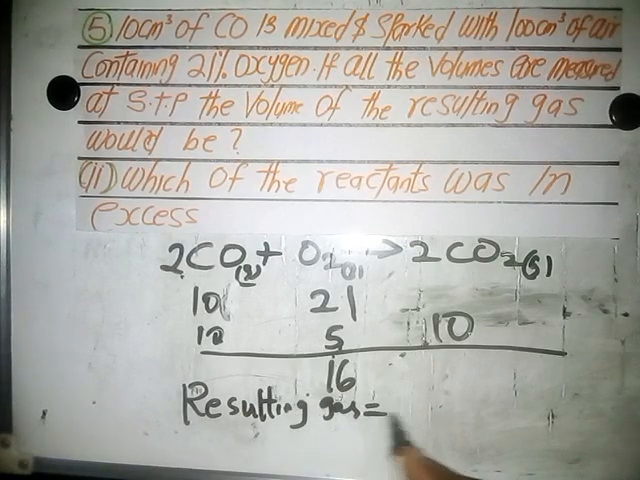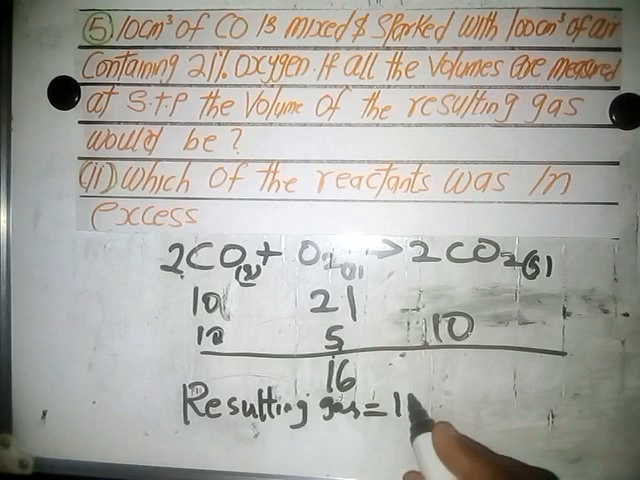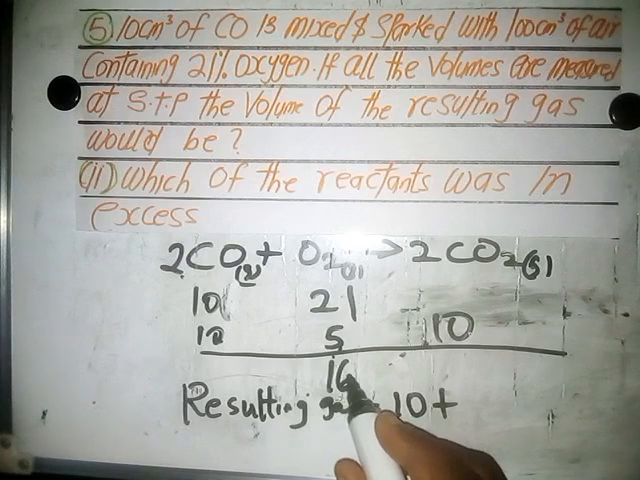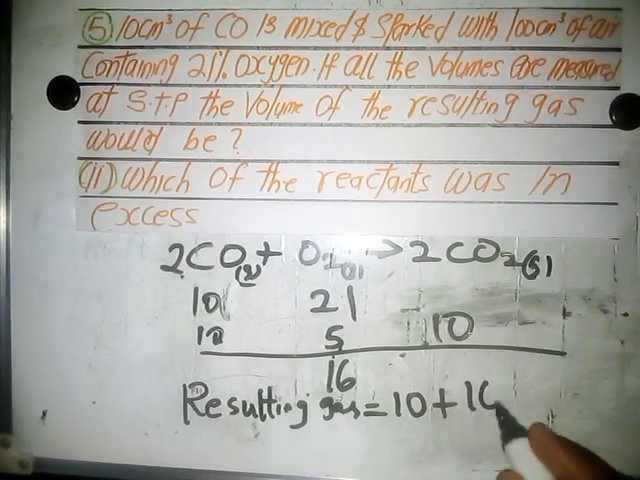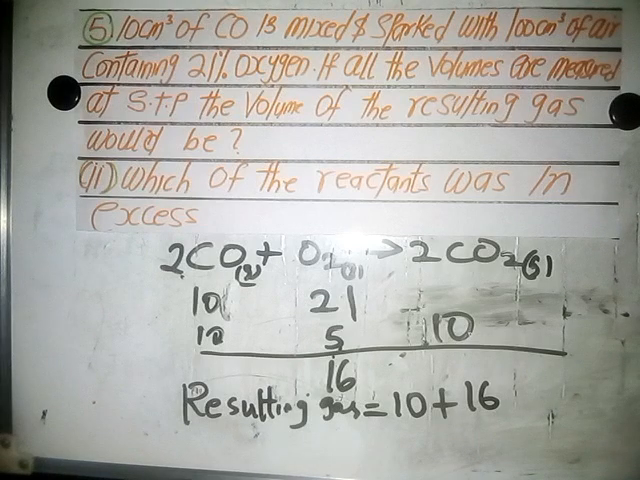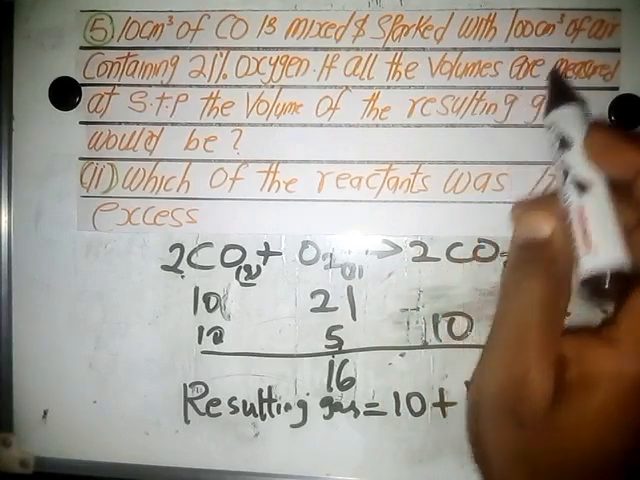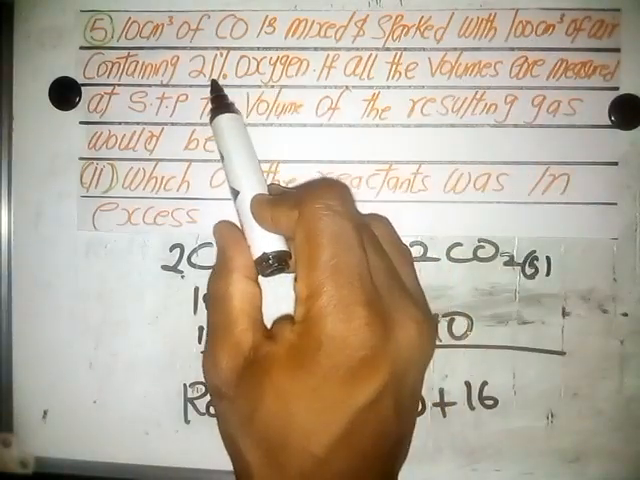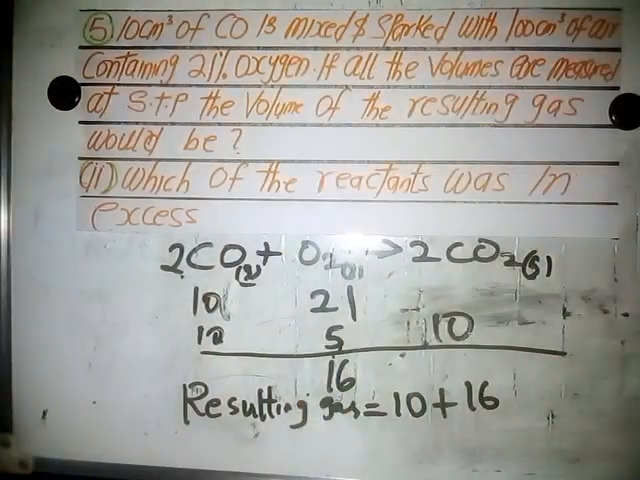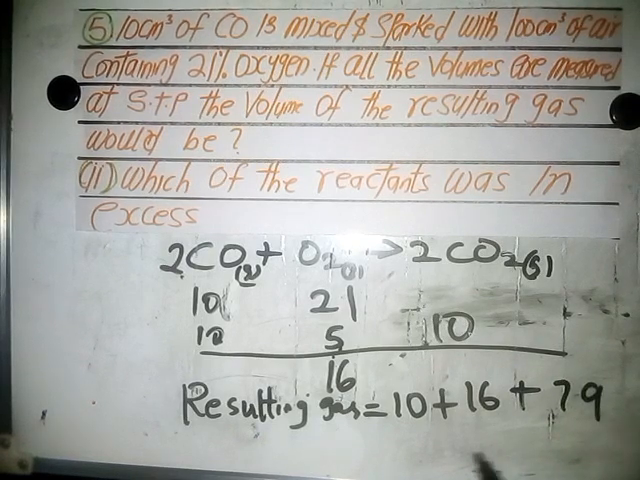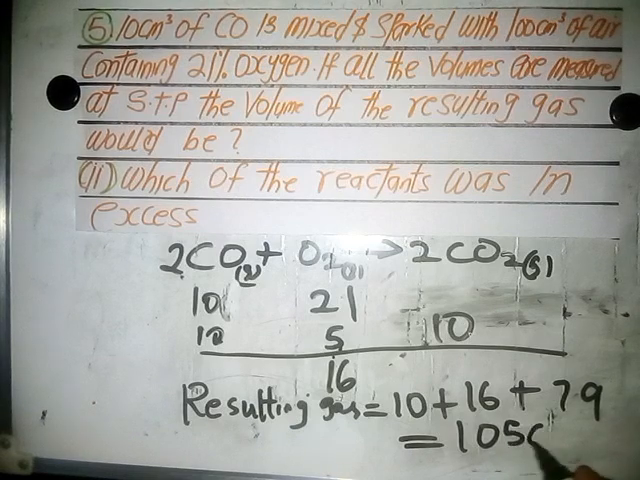is the volume of the product, which is 10, plus the unreacted gas, or the one that is in excess, which is 16, then plus the remaining quantity, the remaining gas in the air that did not react, 21% that is oxygen. The remaining 79%, which is approximately 79 cm. So the resulting gas would be 10 plus 16 plus 79. That should be 105 cm cube.